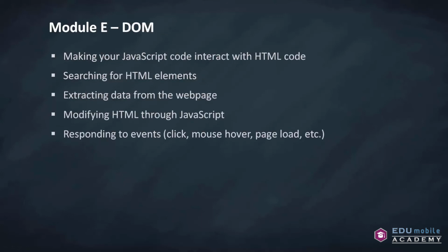And then finally Module E, DOM, which stands for Document Object Model. We're going to look at how to make your JavaScript code interact with the HTML code. So first we have to learn how to find the HTML elements we're looking for, how to extract data from the web page. We're going to look at how to modify the HTML, so how to add and remove elements or change the text, for example.